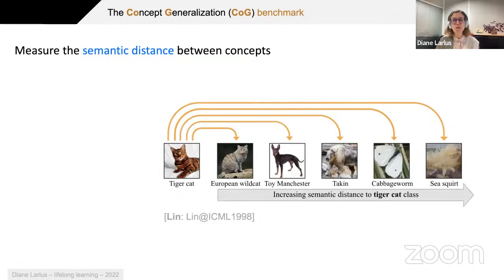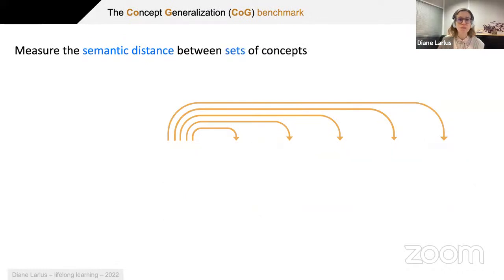So this allows to rank categories from the most similar to the least similar semantically to a starting category. And the benchmark we propose is based on the same idea, except that we extend this measure to compute the semantic distance between sets of concepts. So if we really want the benchmark to truly evaluate concept generalization and nothing else, then the concepts should be the only thing which varies.